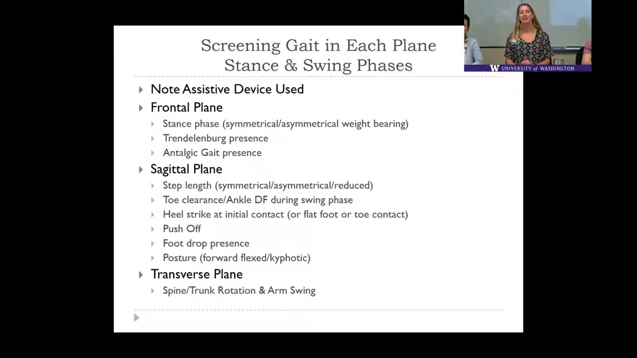And then lastly, looking for spine rotation. As you're looking at them from behind, probably easiest to visualize there is one shoulder coming back and one forward. Are they swinging their arms? I know clinically I'm seeing that in older adults, they have less spine motion and that arm swing is reduced.